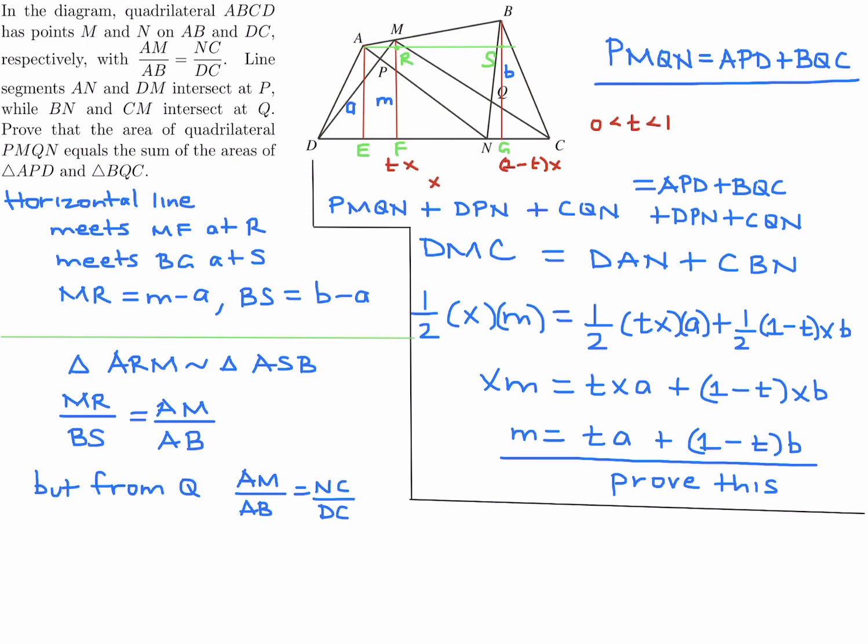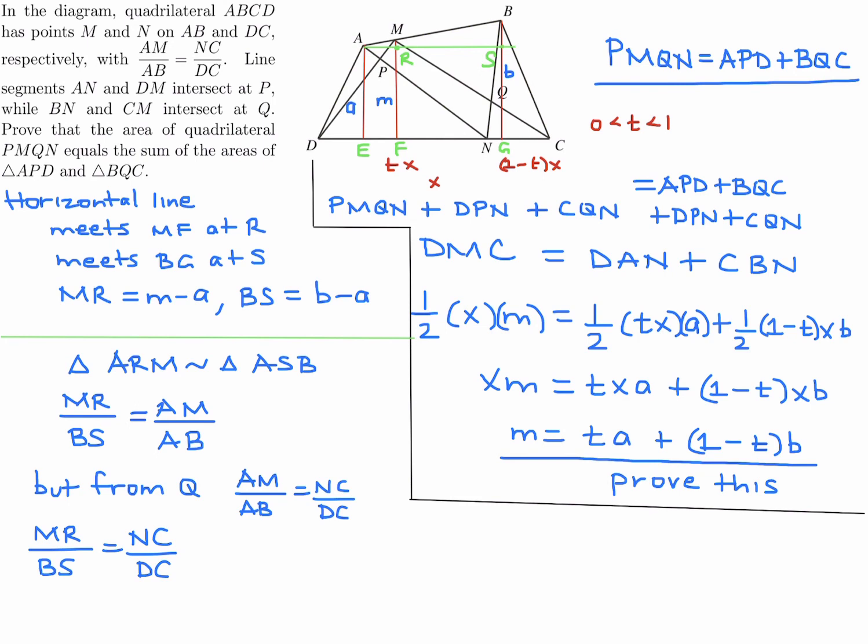Well, it just did. So that means since MR over BS is equal to AM over AB, and AM over AB is equal to NC over DC, you can see where this is going. That means this is equal to that, if you just follow that chain of equality. So that means that MR over BS is equal to NC over DC. All right? No tricks in this question, interestingly.